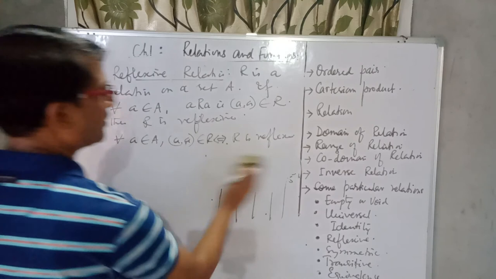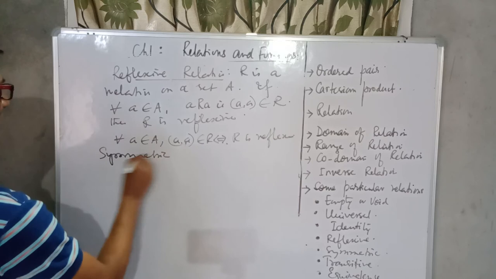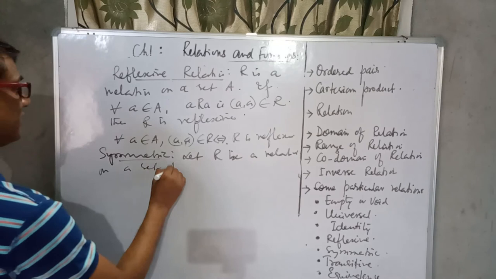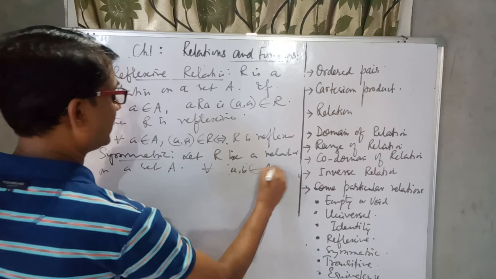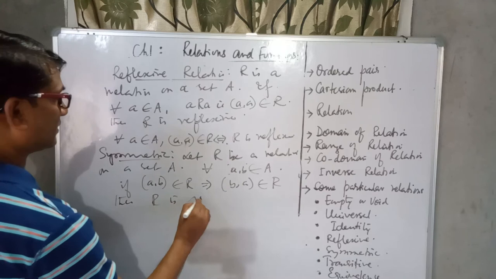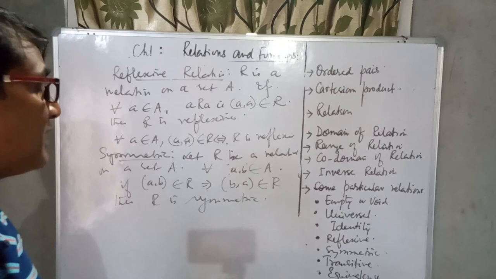Next one is what? Symmetry. Let R be a relation on a set A. For all a, b belongs to A, if (a, b) belongs to R, it implies that (b, a) belongs to R, then R is symmetric.